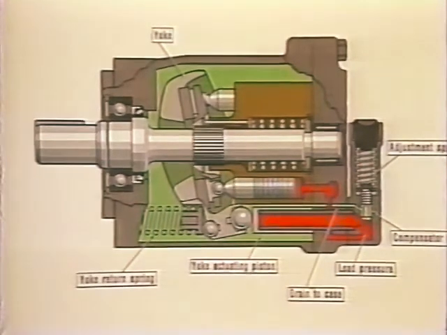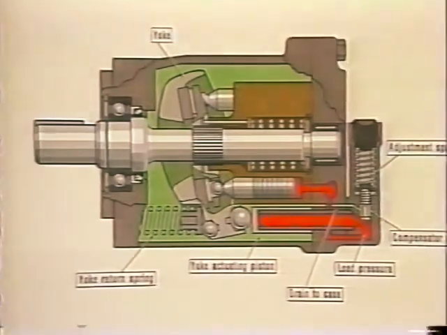When outlet pressure drops due to changes in the workload, a spring returns the yoke to its full stroke position. By reducing pump flow, instead of dumping it over a relief valve, heat losses are held to a minimum, with a commensurate saving in energy.